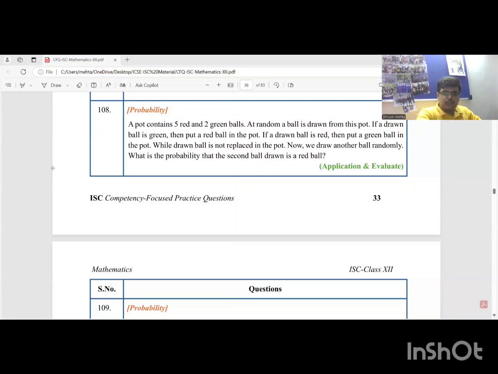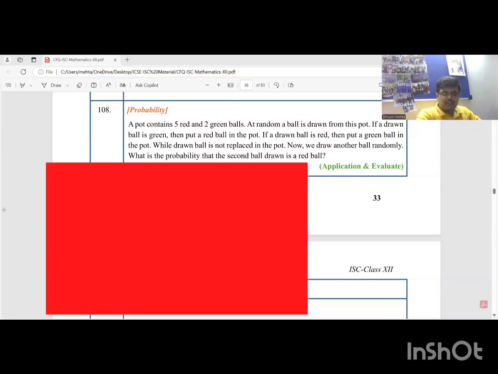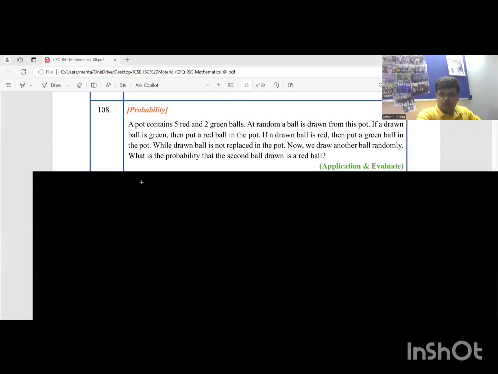Students, we will take the next question, which is question 108. In question 108, they're saying that a pot contains 5 red and 2 green balls. At random, a ball is drawn from this pot. If a drawn ball is green, then you put a red ball in the pot. If a drawn ball is red, you put a green ball in the pot. The drawn ball is not replaced in the pot. Now we draw another ball randomly. What is the probability that the second ball is a red ball?